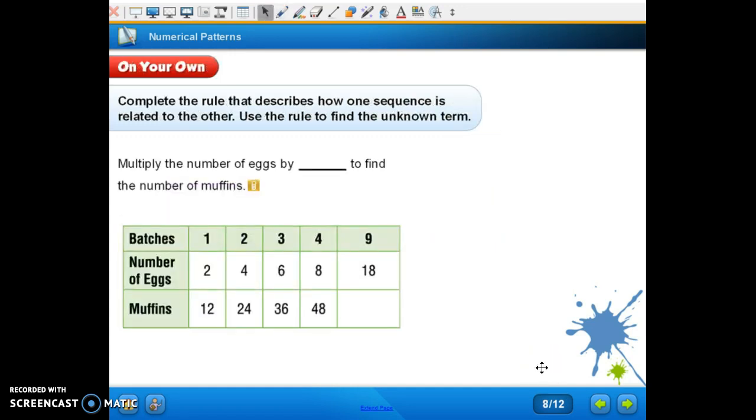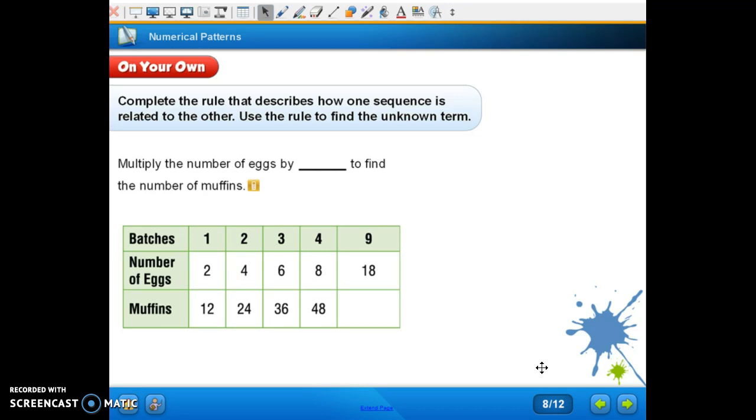This is number 4 on your own. And then I'll have you do the HOT problems. I'll check those. Multiply the number of eggs by blank to find the number of muffins. So let's look at our eggs to muffins here.